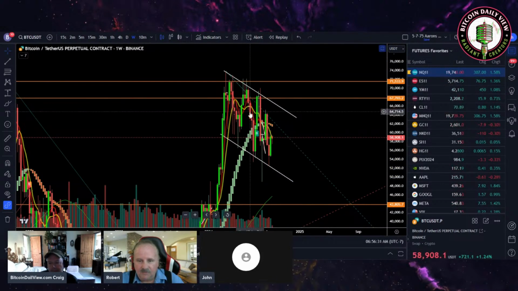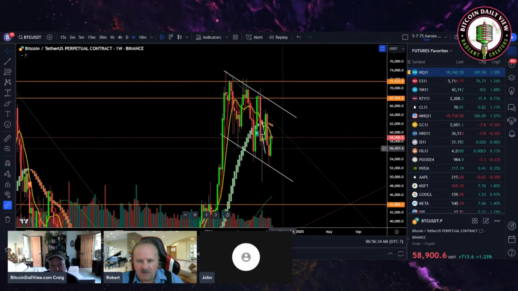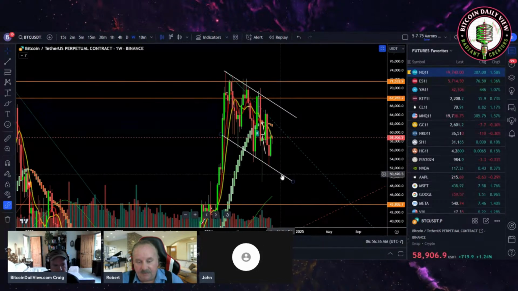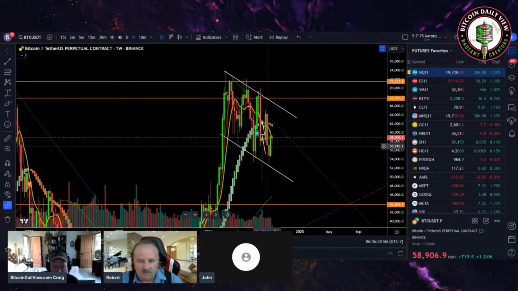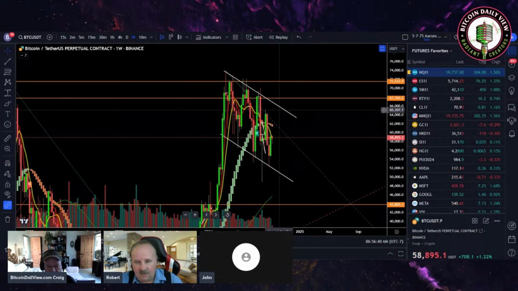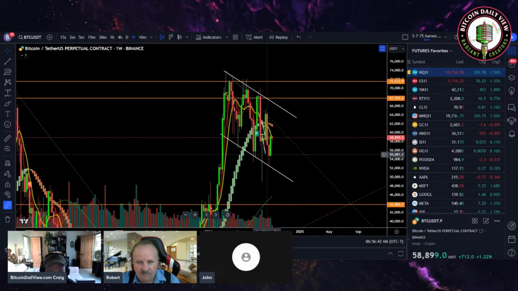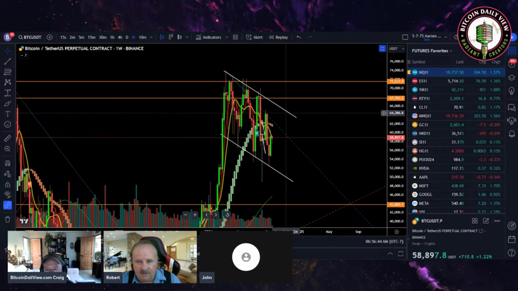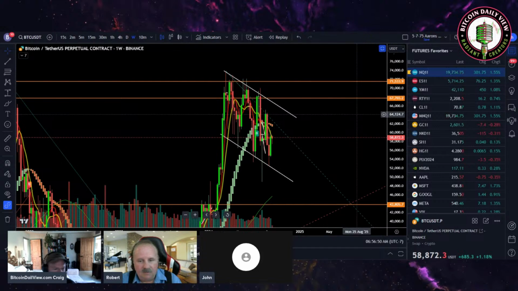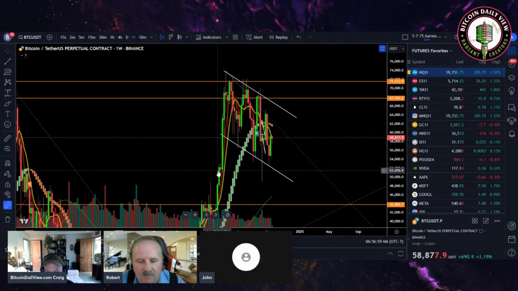But yeah, I expect it to chop down in here, and it could even break this lower channel floor because it's not doing the upswings to the channel top, which next time would be like 64, 65. But it's not doing that yet. So no, it's not looking too exciting. Plus, it got all pumped up in February.